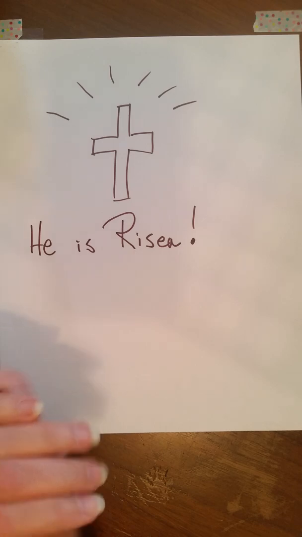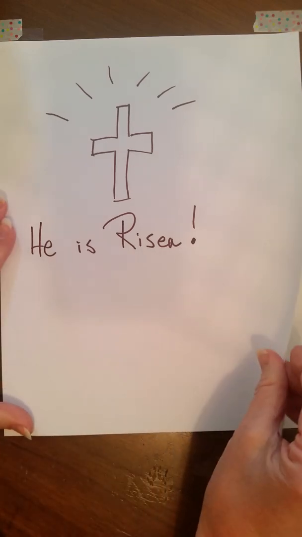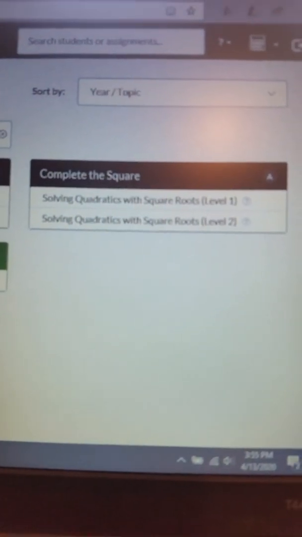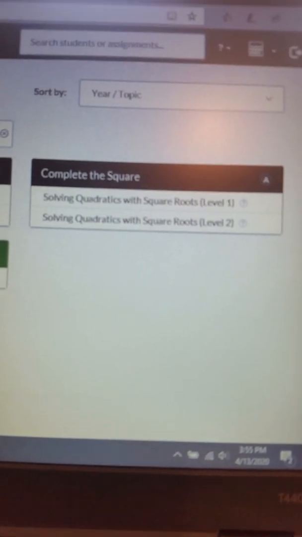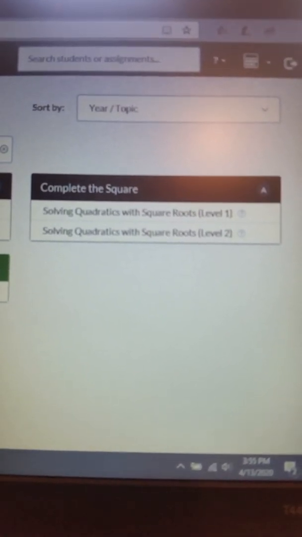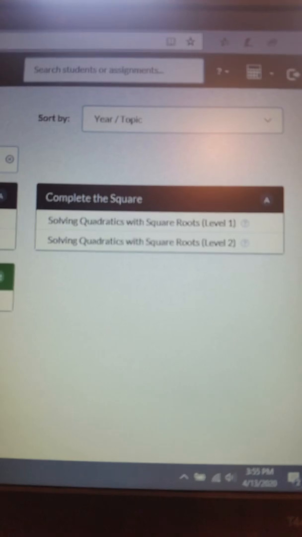we're just going to get right back to a little bit of math here. Let's just see what we've got going today. Today, what we're going to do is solving quadratics with square roots, and under Delta Math, it's going to be level 1. Let me show you. Okay, it says at the top completing the square, and I'll show you what that looks like. But we're going to do solve quadratics with square roots, level 1 today and level 2 tomorrow.